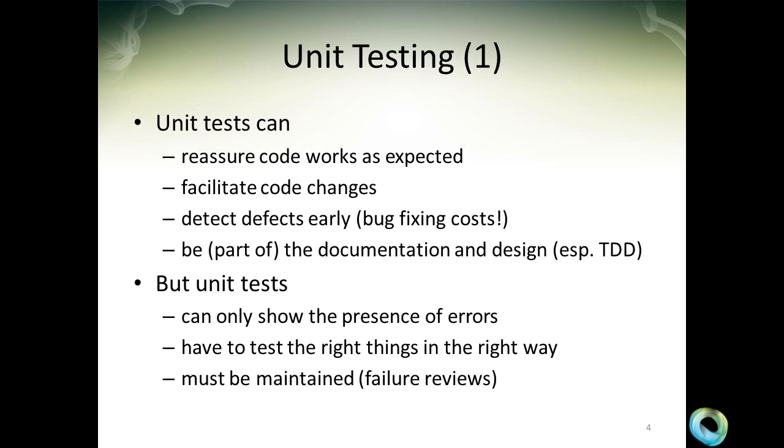Unit tests help with that by allowing us to test our software and our components in an automated way, and discover defects and bugs that we introduce into our code as early as possible. One of the very important criteria listed here is the bug fixing costs, because the earlier you detect a bug in your code, the cheaper it is to fix.